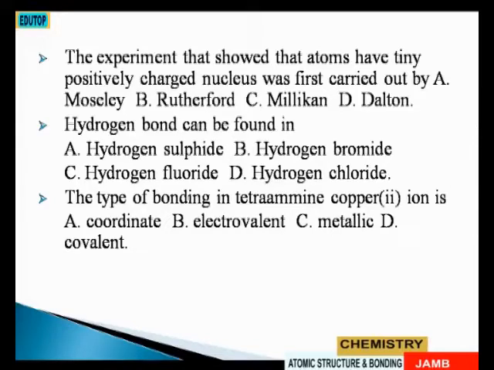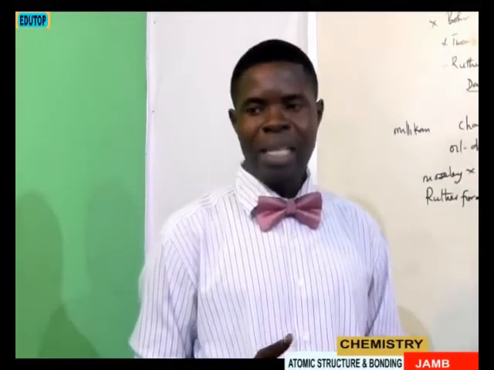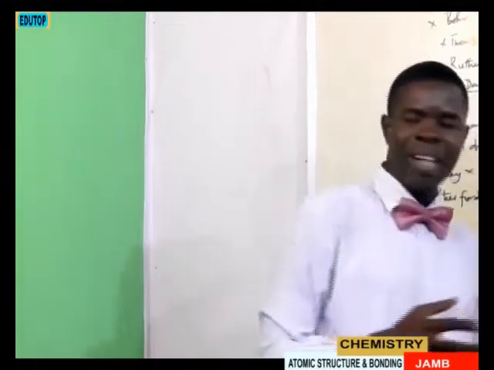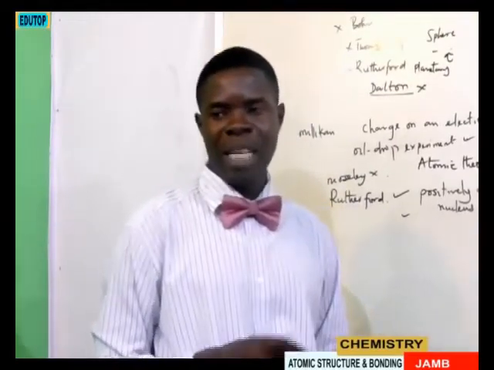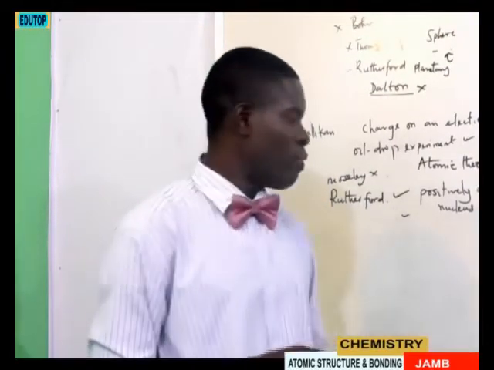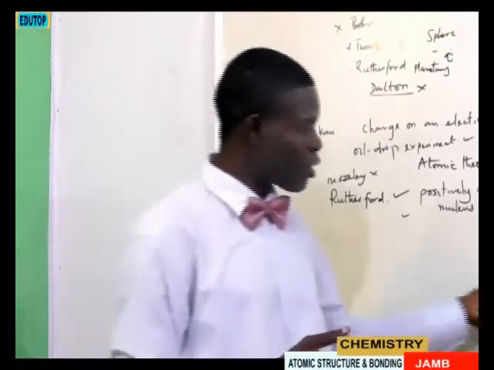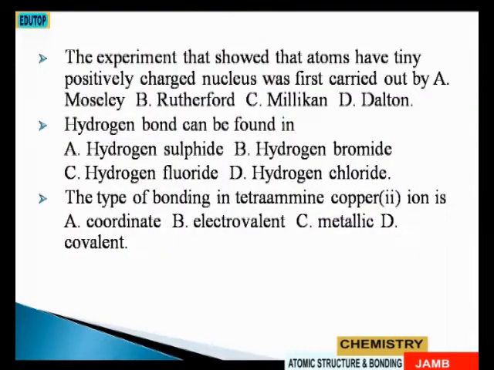B is electrovalent. No, there is no transfer of an electron here. Metallic. No, simply because metallic is associated with the interaction between valence electrons and metal ions, the force of attraction between metal ions. Then covalent. This has nothing to do with sharing of a pair of electrons. So the only option that is suitable is option A, which is coordinate.